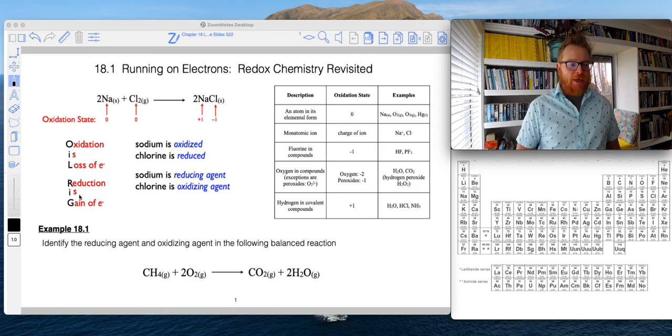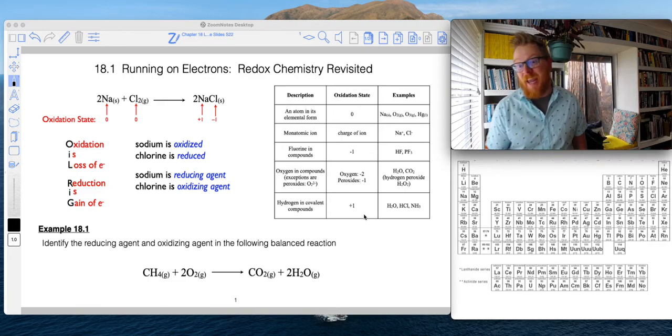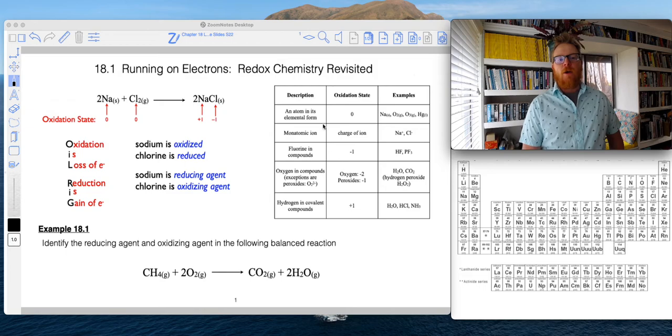But in order to assess that, we also have to remember how to calculate the oxidation states, right? So let's just review those rules really quick. Any atom in its elemental form will have an oxidation state of 0. So for example, sodium metal or even oxygen gas will have an oxidation state of 0. For a monatomic ion, the oxidation state is just the charge of the ion. So Na+ has an oxidation state of +1.